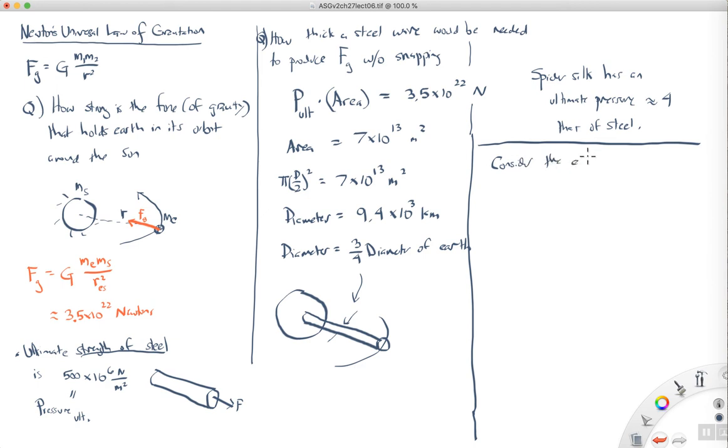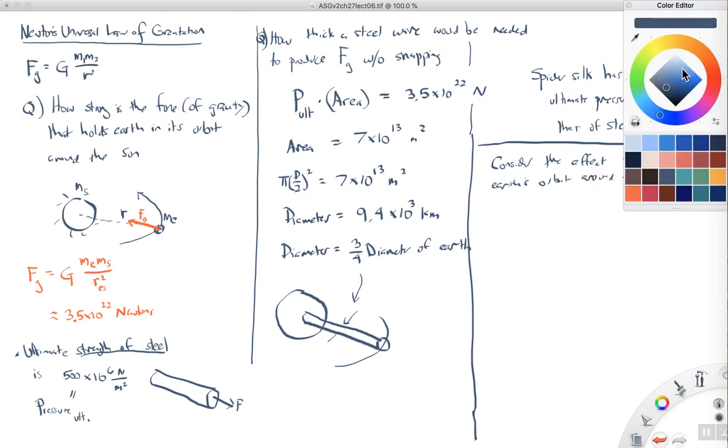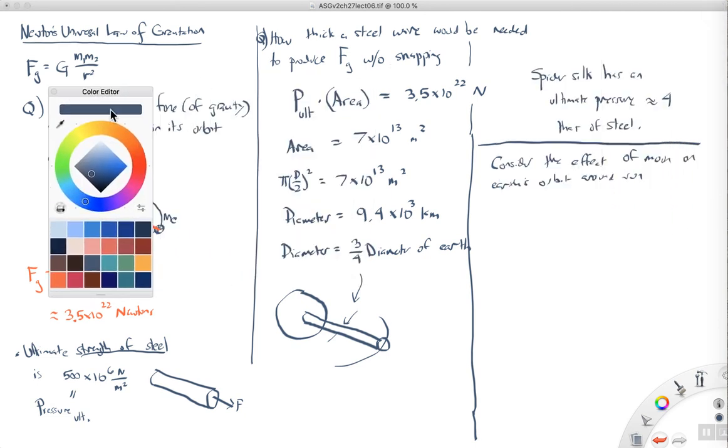So let's consider the effect of the Moon on Earth's orbit around the Sun. Okay, so I'm going to draw the Moon and the Earth. There's going to be no mathematics here. I'm just going to sketch the Earth at a few times in its orbit around the Sun. So the Sun is going to be over here somewhere.